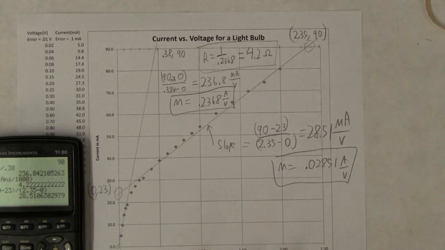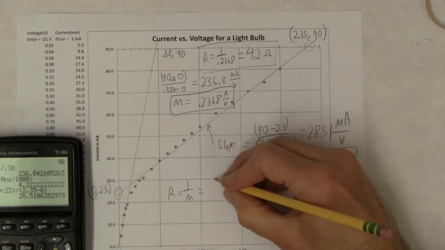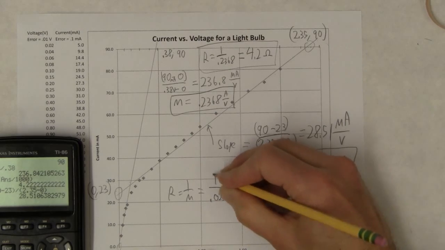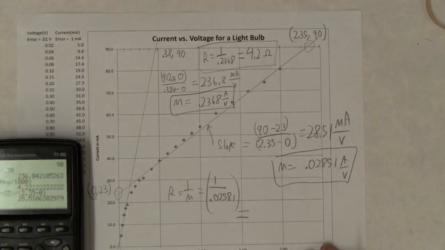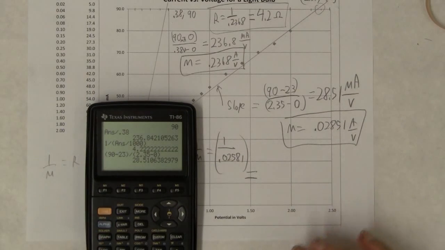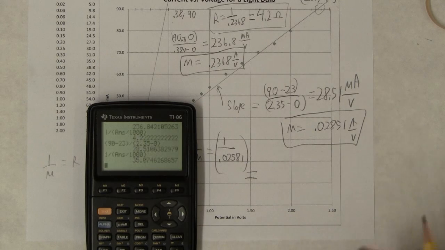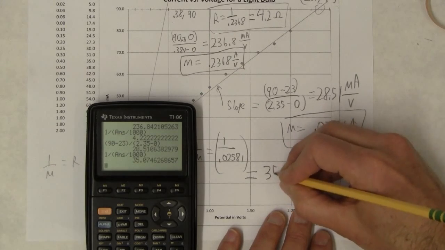And now we can find the resistance. Resistance is 1 over the slope, so it's 1 divided by 0.02851. So my resistance is equal to 1 divided by, parentheses, that answer divided by 1,000. I'm converting milliamps to amps. So that's 35.1 ohms, roughly 35 ohms.